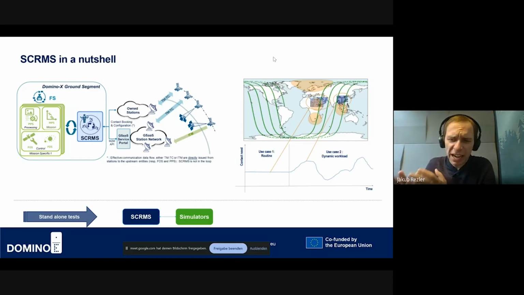Even in that scenario, SCRMS organizes a plan of contacts and books those contacts, assuming they can be booked at a given moment. That part is done essentially in minutes. So yeah, it's quite fast.